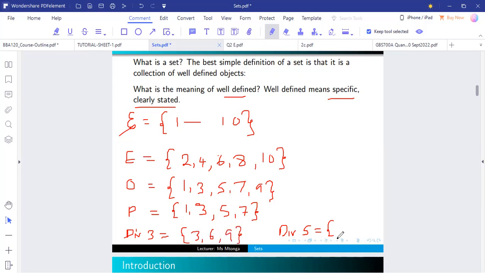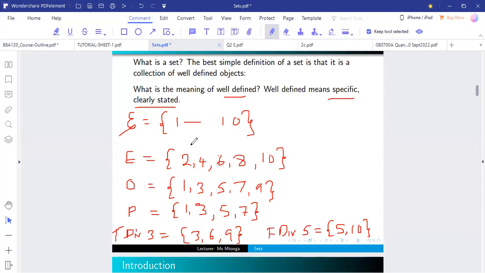Which numbers are divisible by 5? 5 itself and 10. These are set notations that we want to look at. So these are odd numbers. We can call this even numbers E, odd numbers O, prime numbers P. Divisible by 3, we can use letter T if you want. Divisible by 5, we can use letter F.